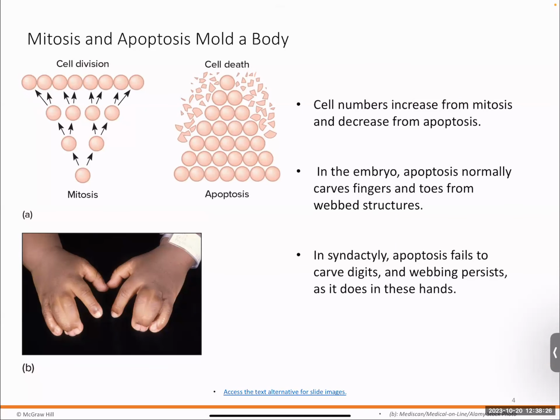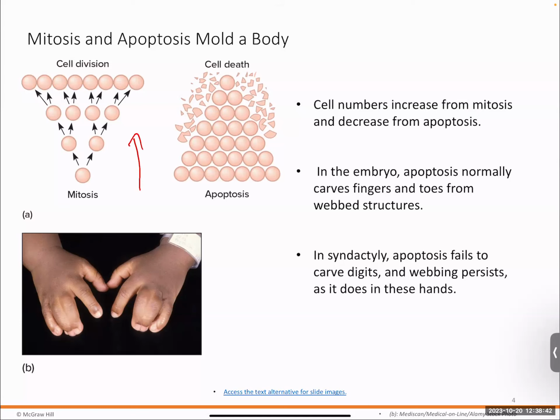Now, when we're talking about mitosis and apoptosis in terms of our regular cell activity, it is important to understand that your cell numbers are going to go up during the process of mitosis, as depicted here.